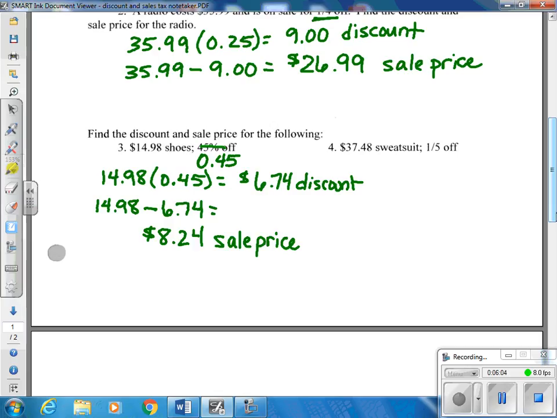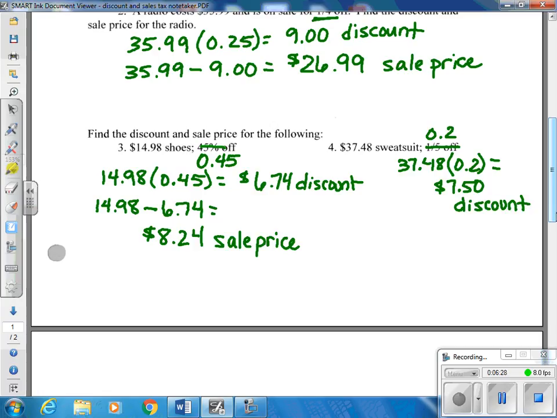All right, so for number 4, we've got a sweatsuit that's $37.48, and it's 1/5 off. 1/5 as a decimal is 0.2 or 0.20, whichever way you want to look at it. So once again, start with the original, $37.48, multiply it by 0.2, okay, and the answer you get after rounding is $7.50. That is the discount.